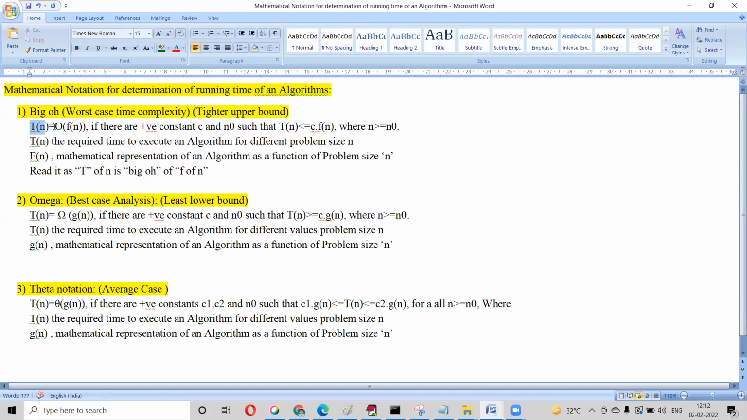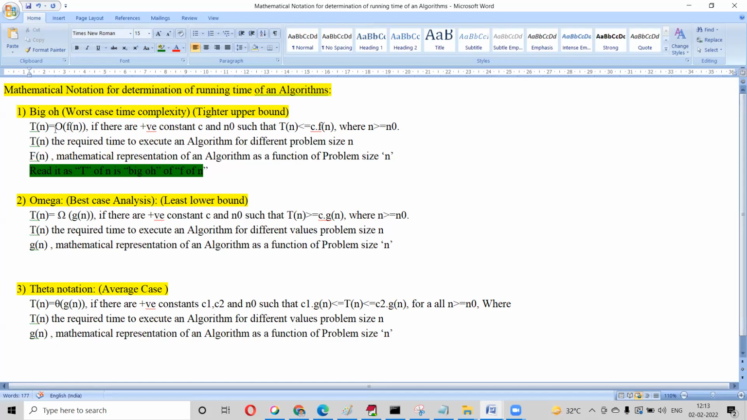You need to read the statement: T of n is big O of f of n. So you read it like this: T of n is big O of f of n, if there are positive constants c and n naught, where n naught is the threshold value, the minimum threshold. After this threshold only, particular conditions will be satisfied.